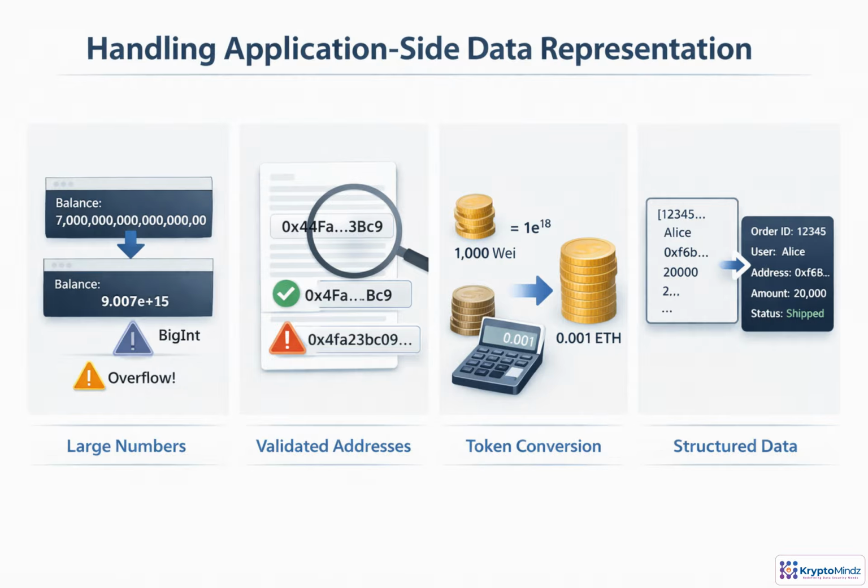Contract data should not be treated as ordinary app data. Solidity integers can exceed JavaScript's safe range, so keep them as bigint or the library's native type. Validate and checksum addresses before showing or storing them. Convert token units deliberately because wei and ether are not interchangeable. When contracts return tuples or structs, map them into named domain objects. That small translation layer prevents confusing displays and subtle business logic bugs.